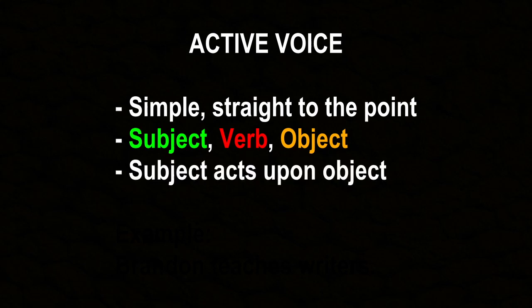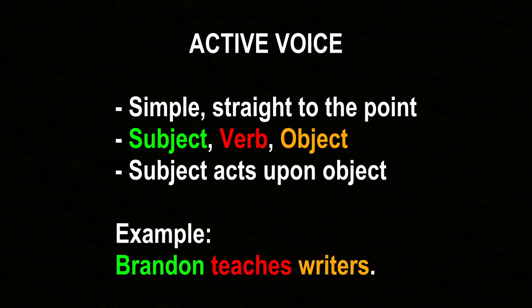So, for example, if we were going to write a sentence like, Brandon teaches writers, that would be an example of active voice because Brandon is the subject of that sentence. The subject is the person or thing performing the action. And then the verb, of course, is the action, and teaches in this case is the verb, and then the object is what is being acted upon. And in this case, it's writers. So Brandon, the subject, teaches writers. That is an active voice sentence because the subject comes before the verb and performs the action upon the object, which is behind the verb.